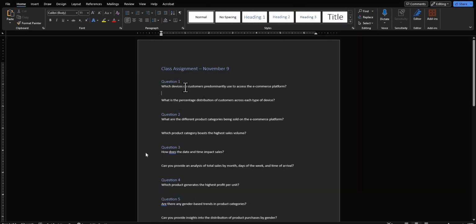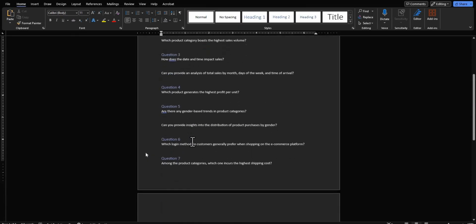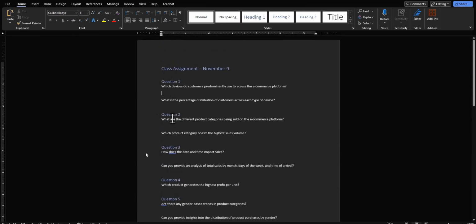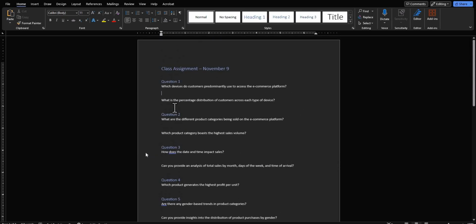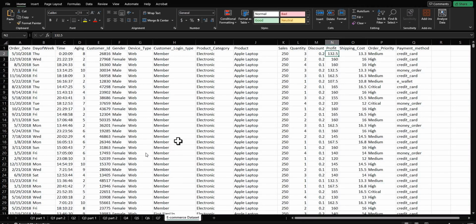Let's see. I have all the questions written down here in a format that makes sense. Just broken up the questions, and then by their typing, giving them headings so that we can answer them concisely. And then I have, of course, the file open right here. I've used pivot tables for basically everything.